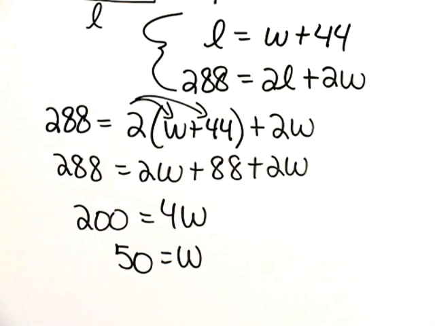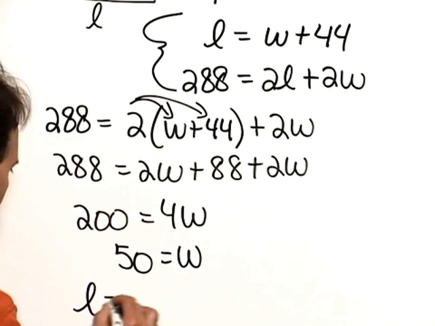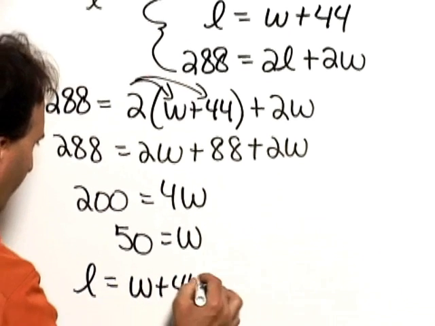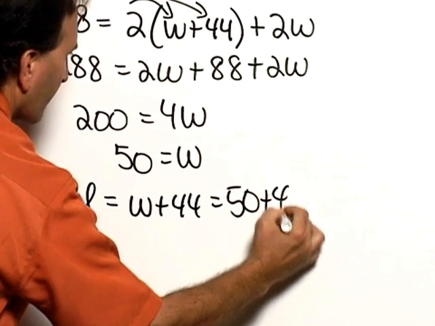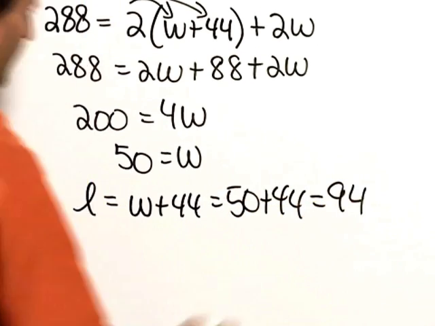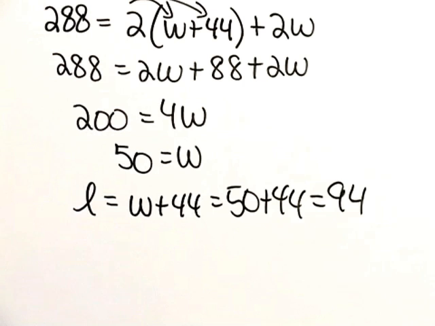So now that we know W is equal to 50, we substitute that back into the equation L equals W plus 44. So 50 plus 44 gives us a length of 94. Of course, now we check that answer.